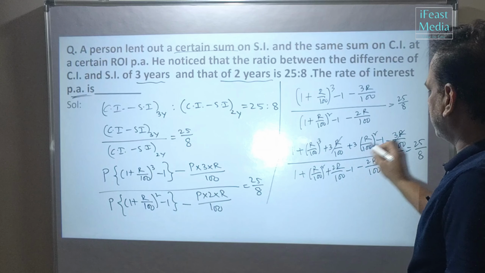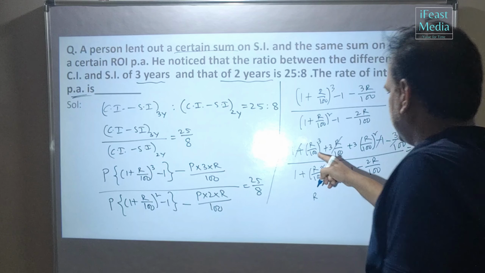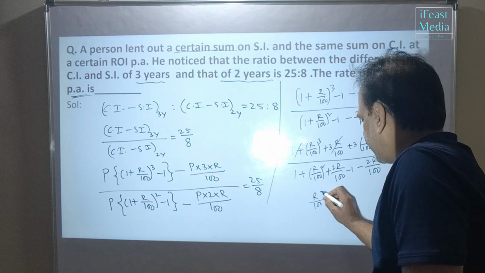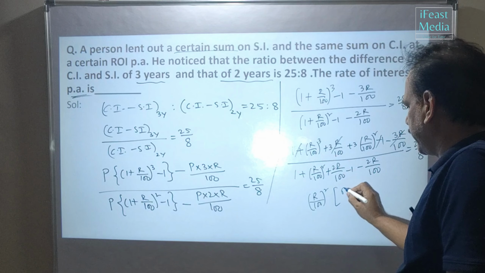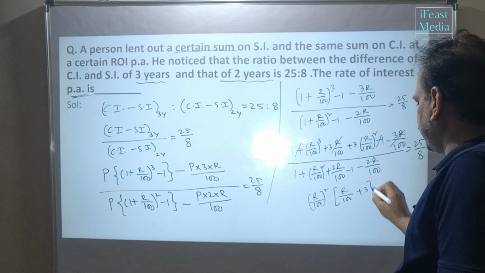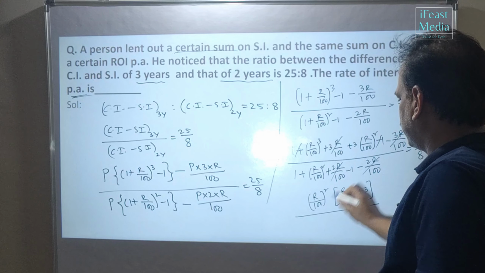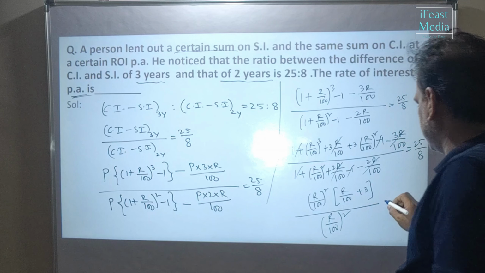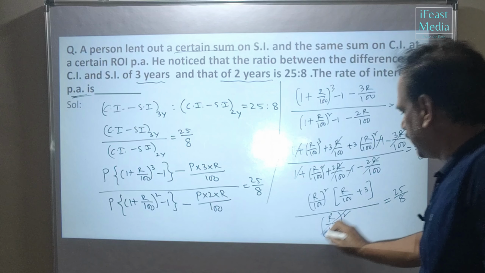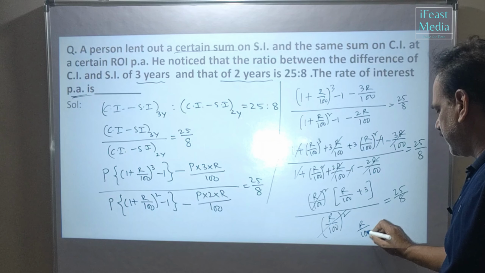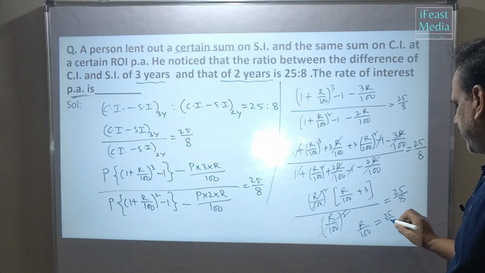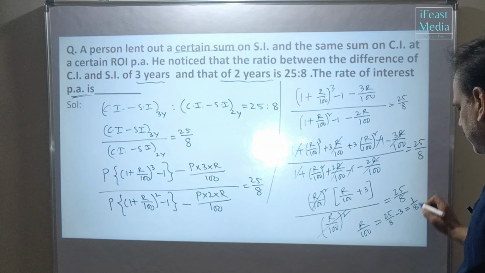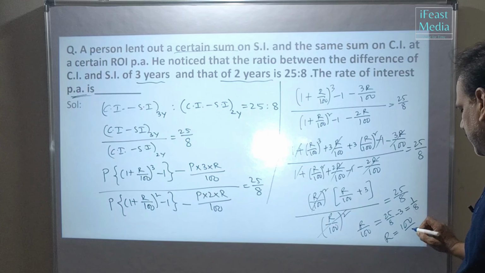3R by 100, 3R by 100 gone, 1 gone. So here, R by 100 whole cube plus 3 times R by 100 whole square. You take R by 100 whole square common in the numerator. Here you will get R by 100 plus 3 by 2R by 100, 2R by 100, 1 gone. R by 100 whole square remains in the denominator, equal to 25/8, and this is gone. R by 100 equals 25/8 minus 3, which is 25 minus 24, so 1/8. So R equals 100/8.